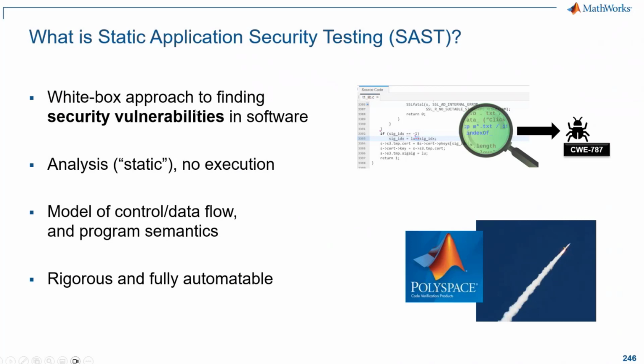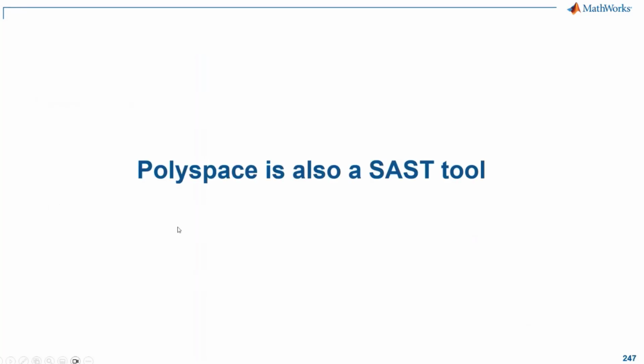It's a white box approach to finding security vulnerabilities in software. It analyzes and does not execute the code. Model and control flow and program semantics need to be checked, and you have to have rigorous and fully auditable code. Taking all these requirements into consideration, you will see that Polyspace is also a SAST tool.